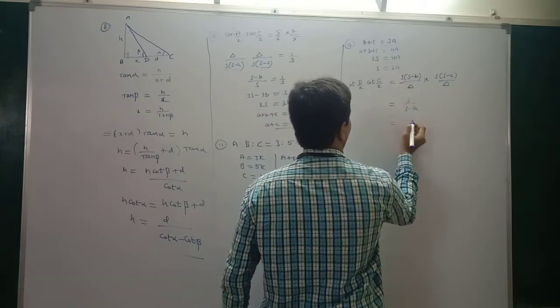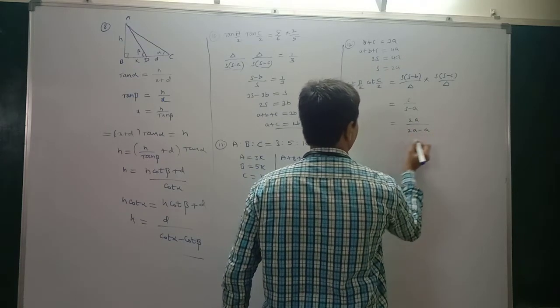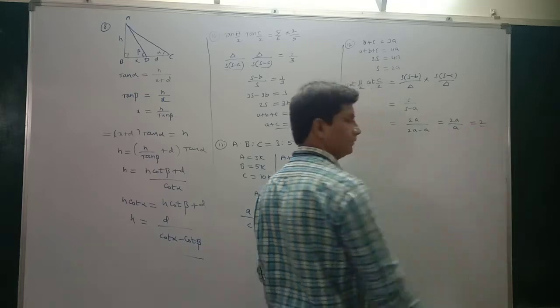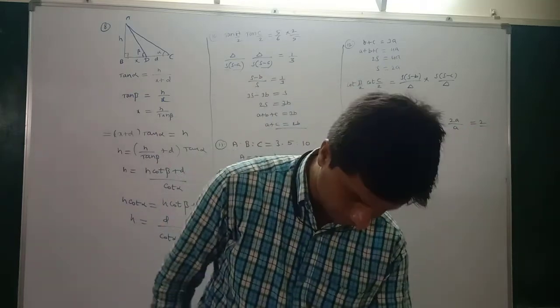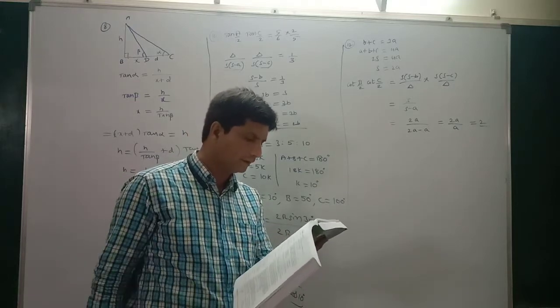Already we got s here. How much is the value of s given? 2a by, this is 2a minus a. What is the final answer? This is 2a by a. The answer is 2. This is problem number 12.